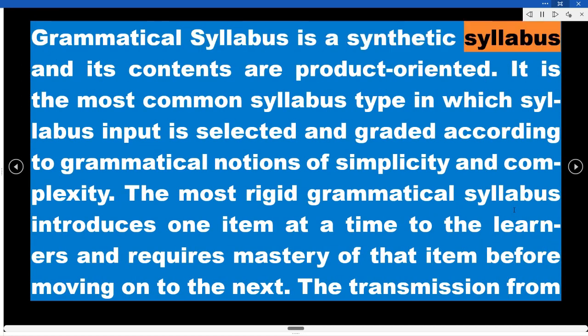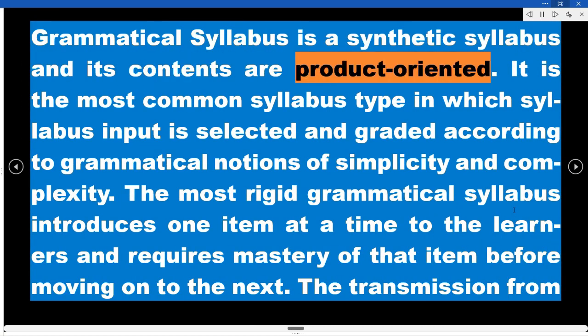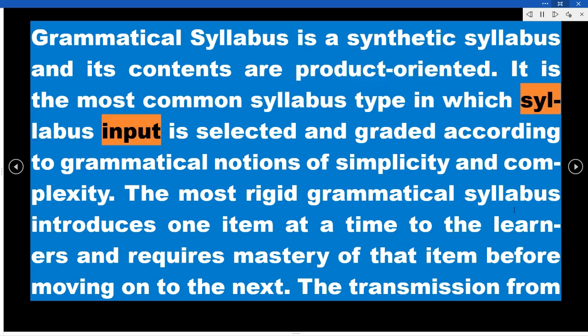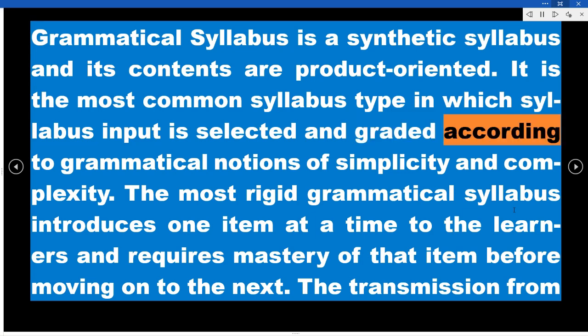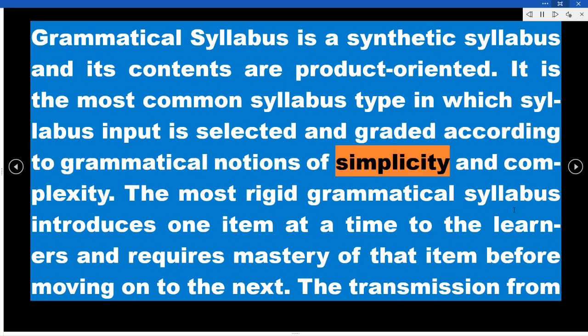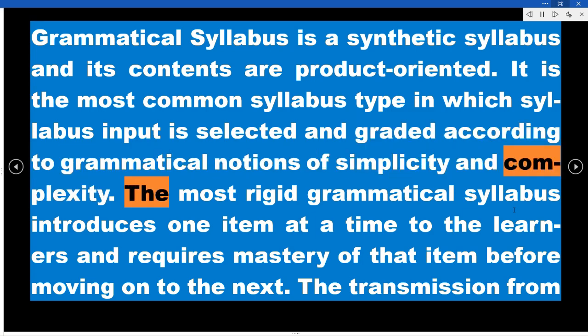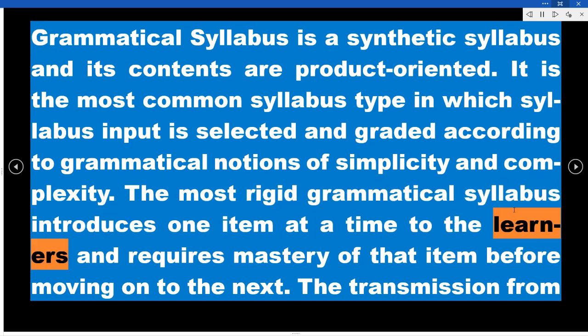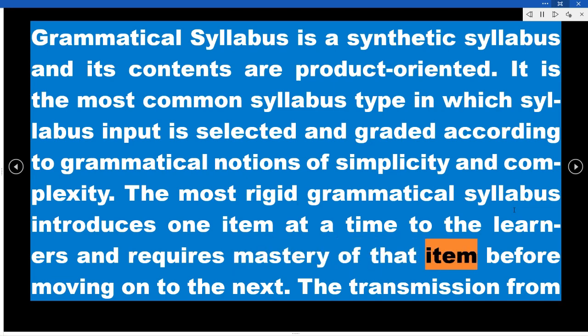Grammatical syllabus is a synthetic syllabus and its contents are product-oriented. It is the most common syllabus type in which syllabus input is selected and graded according to grammatical notions of simplicity and complexity. The most rigid grammatical syllabus introduces one item at a time to the learners and requires mastery of that item before moving on to the next.